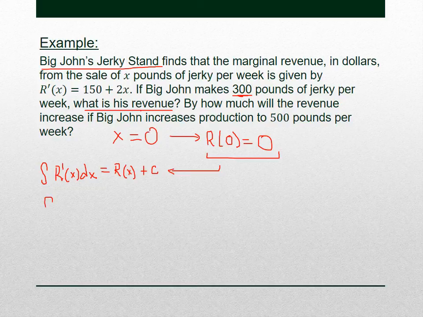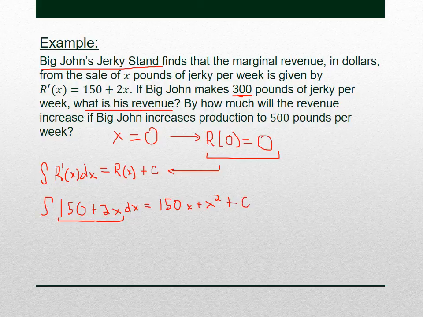So first, let's find this antiderivative where we plug in R prime is 150 plus 2X dx. So what is the antiderivative? Well, we get 150 times X, and the antiderivative of 2X is plus 2X squared over 2, but that's the same as just X squared. And again, you could take the derivative of the right side and double check that you got what was inside this integral on the left side. And here's when we're going to add the plus C.